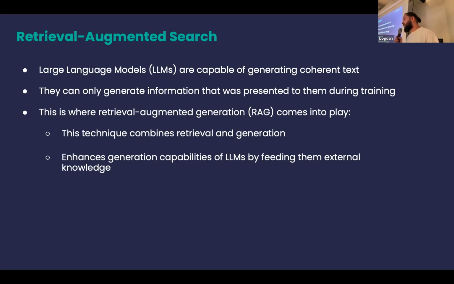I guess all of us have heard of large language models like GPT-4, but also open source models. I think the newest release was this Mistral model. And we all know that these large language models are capable of generating coherent text, and that they're really amazing in it. But they have one big problem. They can only produce information that was fed to them during training time. So let's say we would train a large language model today with all the information available on the web. It wouldn't know what is happening next week, so we can't ask it questions about next week. And this is where retrieval augmented generation comes into play.